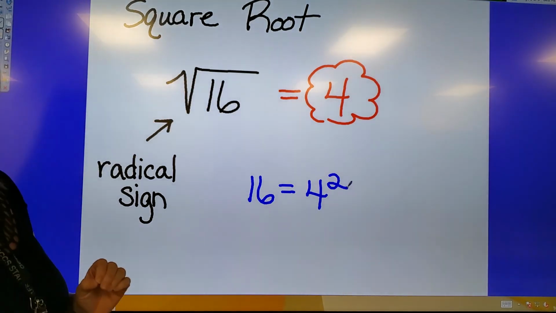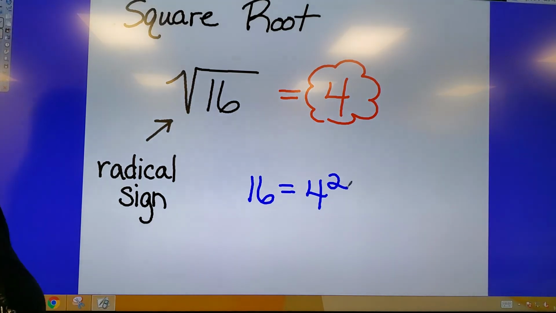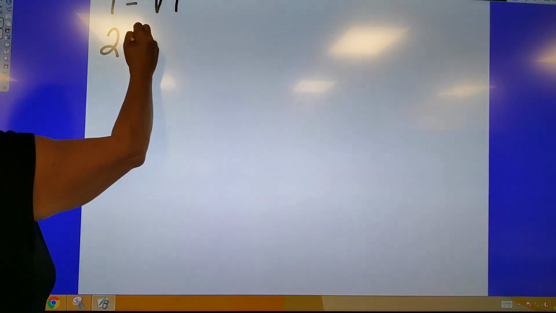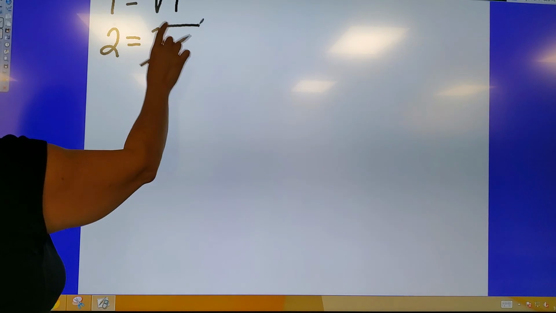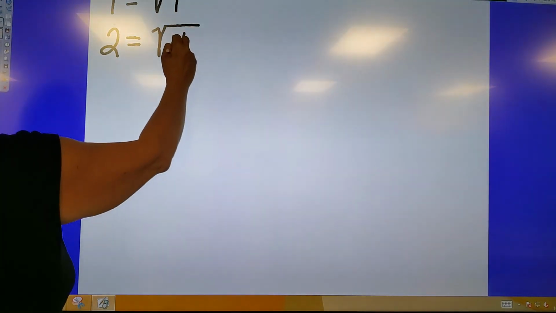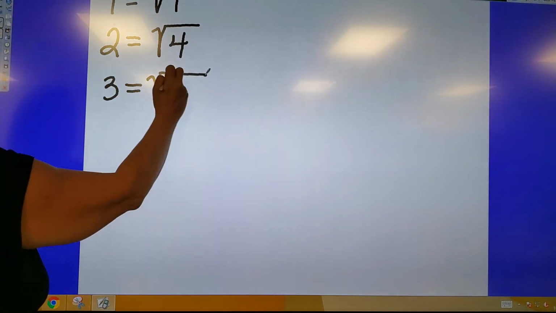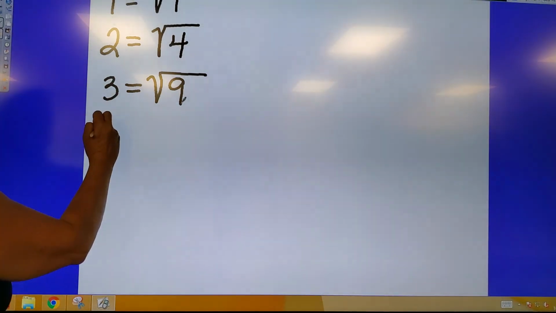I want to make a list of 25 perfect squares, and this is going to go into your notebook, okay? So in your notebook, we're going to again do 25 perfect squares. So write a 1 equals the square root of what number equals 1? 1. I know that 1 times 1 is 1. So let's do 2. 2 equals the square root of what equals 2? Well, 2 times 2 is 4. The square root of 4 is 2. 3. 3 times 3 is 9. The square root of 9 is 3.